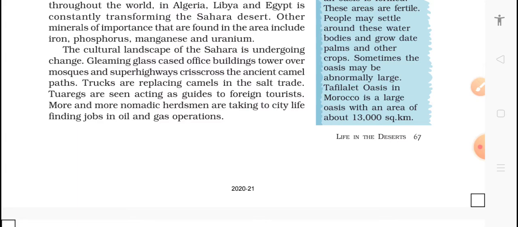More and more nomadic herdsmen are taking to city life, finding jobs in oil and gas operations.